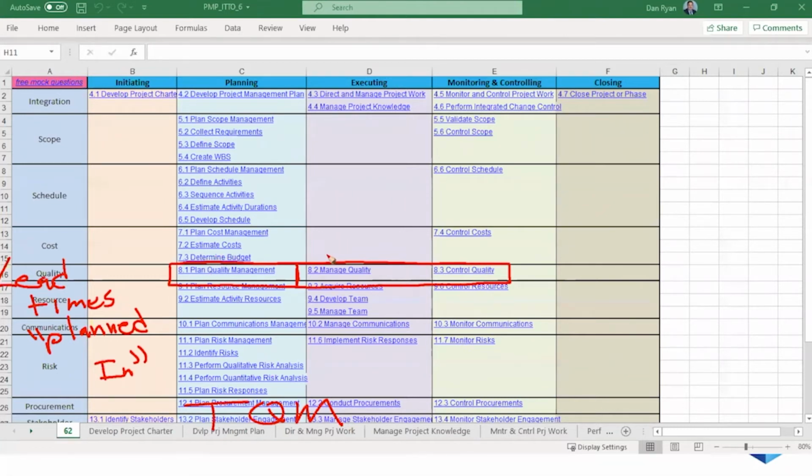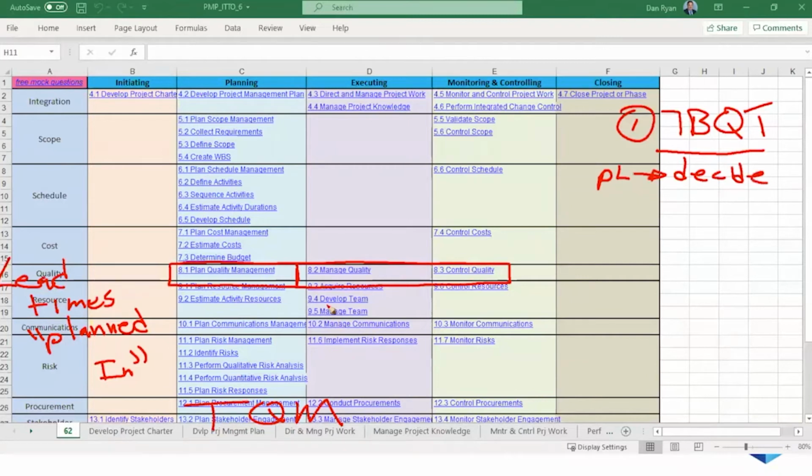I also want you to understand that we have a topic that comes up called the 7 basic quality tools. And they're called the 7 basic quality tools because they're so basic that even somebody without quality experience can understand them in 2 minutes. All right. Well, people often ask me, Dan, what sections of the exam do the 7 basic quality tools come up in relation to quality? And I say all 3 processes. And in planning, they come up because we're going to decide which ones we're going to use in execution. We're going to decide which ones we're going to use in monitoring and controlling.